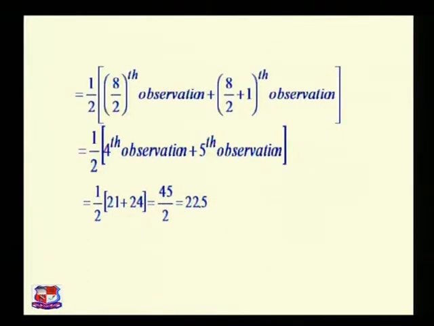So the 4th observation is 21 and our 5th observation is 24. We have to take these values after arranging, as I have told before, in ascending or descending order. So we have arranged in ascending order and our 4th observation was 21 and 5th observation was 24. So our median will be 1 by 2 times 21 plus 24, that is 45 by 2, and our median is 22.5.